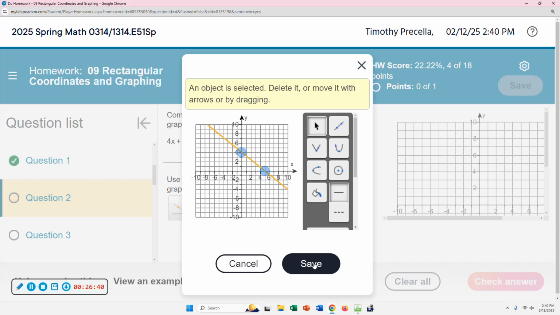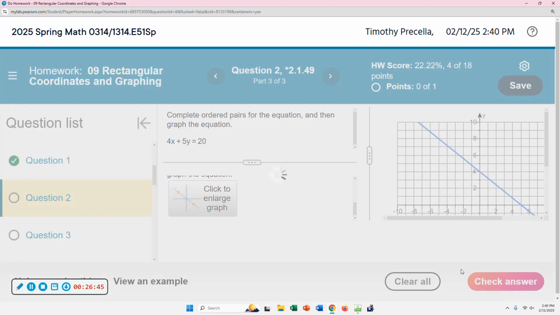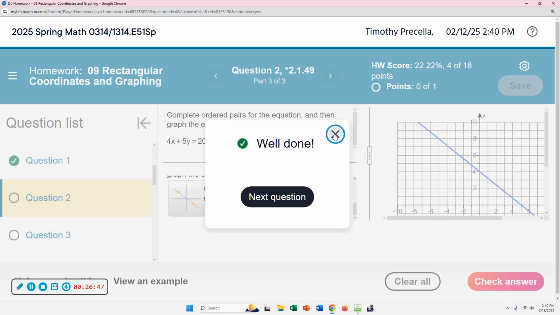Save it. But if you use the pop out, you have to save it before you check your answer. Any questions there?